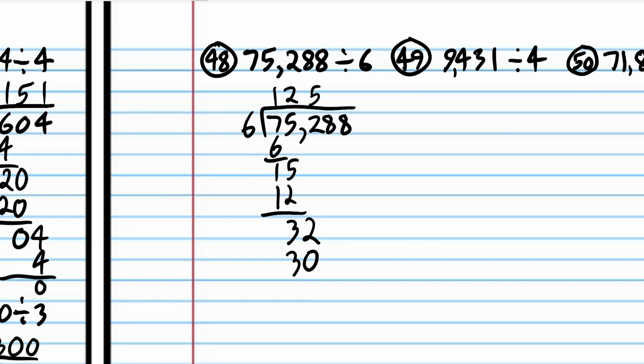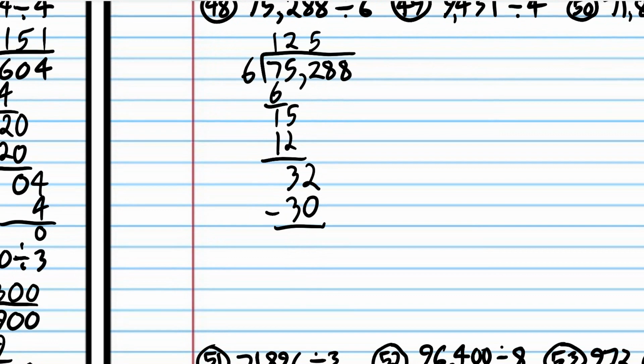6 times 5 is 30. Right, that's the second step of the cycle. 32 minus 30 is the third step of the cycle. 32 minus 30 is 2. And so now, as always, we have to bring down the next number. How many times is 6 going into 28? It goes 4 times. Now remember to line up these numbers properly. 6 times 4 is the second step. 6 times 4, I should use my highlighter here. 6 times 4 is 24.